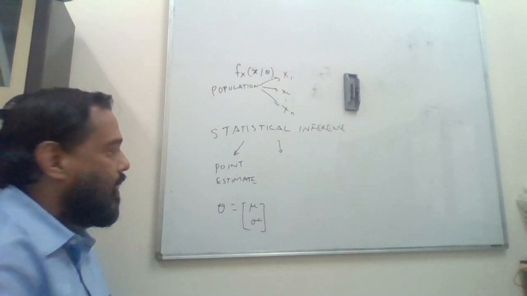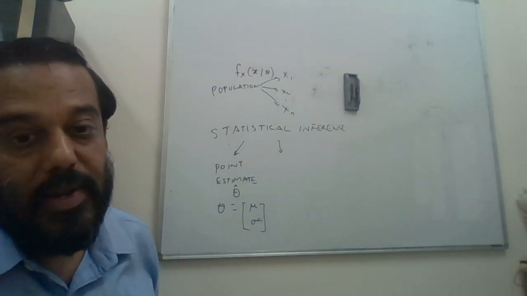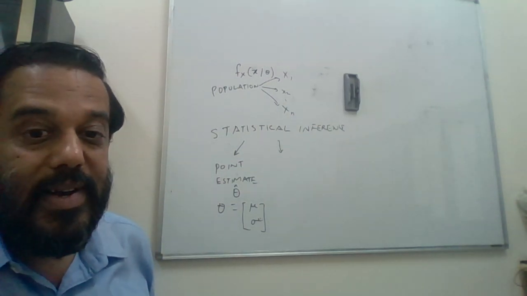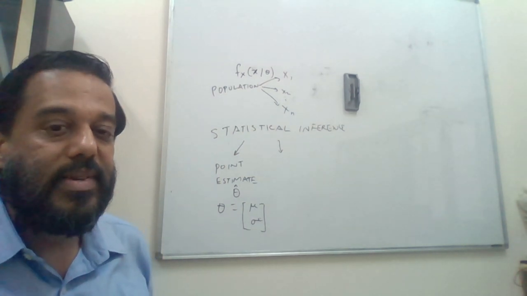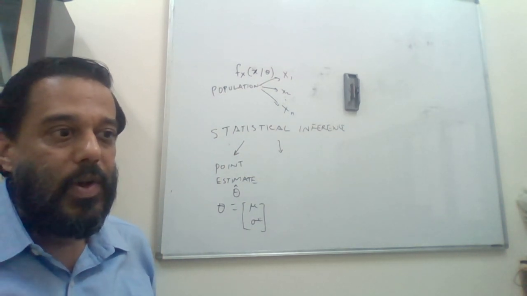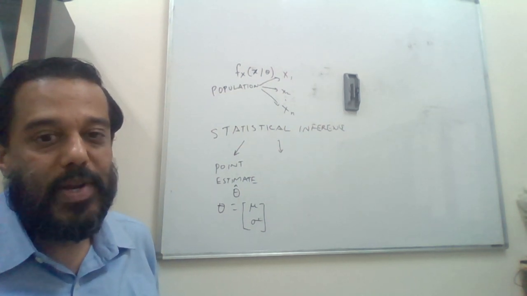It gave me theta hat, but remember that theta is a deterministic parameter in my setting, and theta hat is a random variable which is an estimate of theta. Okay, so that was a point estimate.